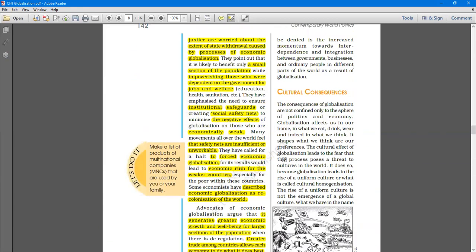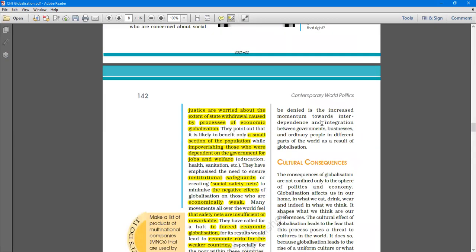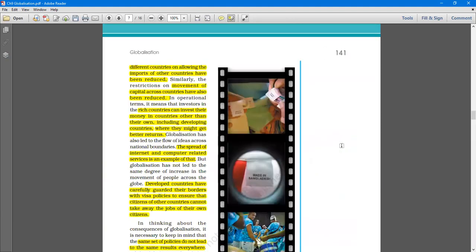What however cannot be denied is the increased momentum towards interdependence and integration between governments, businesses and ordinary people in different parts of the world as a result of globalization. So as a result of globalization, the integration has happened in a very fast manner, between governments, businesses, ordinary people, and different sections of the world. The momentum has taken its place. This is all about the economic outcomes of globalization.